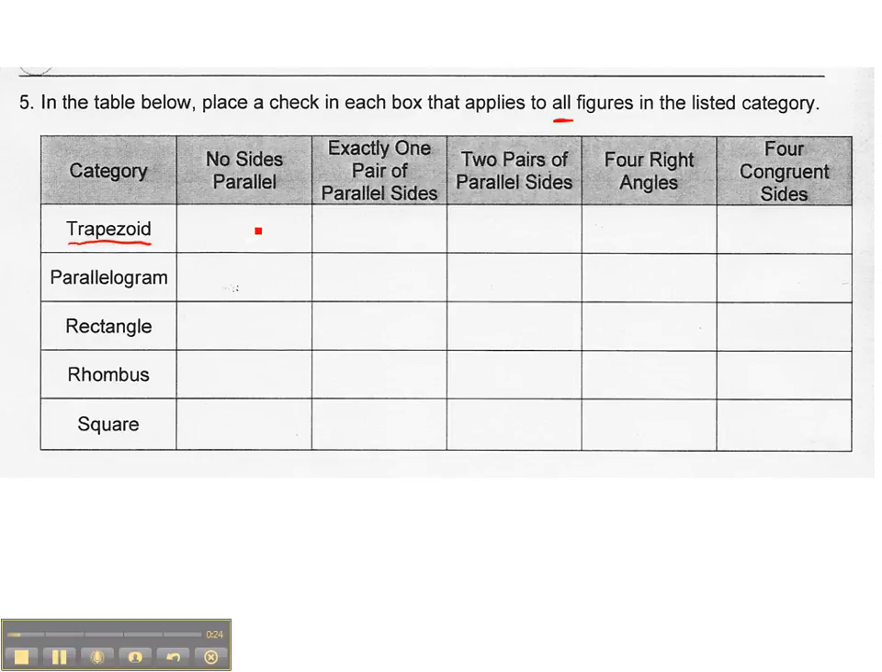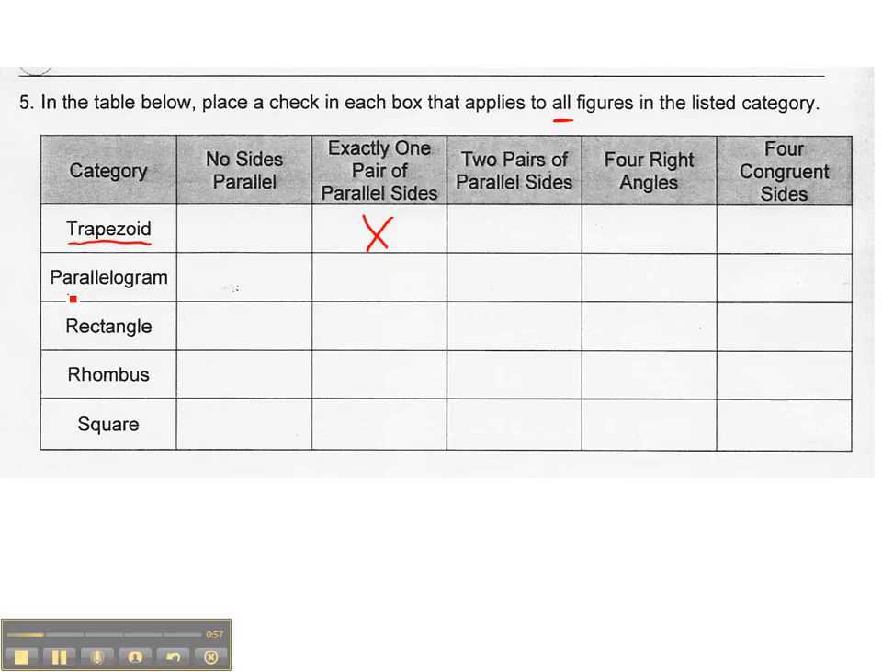So for every possible trapezoid you can think of, are no sides parallel? That's not true. We know that a trapezoid has exactly one pair of parallel sides, and that's the next box. So that is true of all trapezoids. The next column says 2 pairs of parallel sides. That's never true of any trapezoid. 4 right angles. That's also impossible for any trapezoid, let alone all trapezoids. And then 4 congruent sides. That also is not true of all trapezoids.